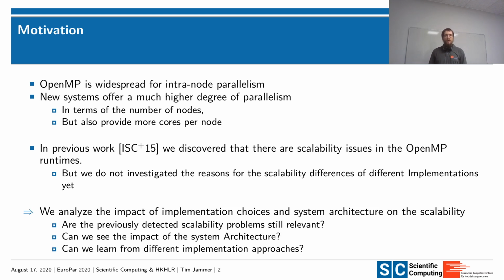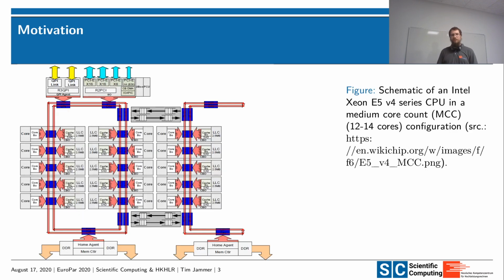So in this talk we want to analyze the impact of different implementation choices made and the system architecture on the scalability of the different implementations. We are curious if the previously detected scalability problems are still relevant today, and maybe we could learn something from the different implementation approaches that are taken by different implementations of the OpenMP standard. And also we are curious if we can see the impact of the system architecture.